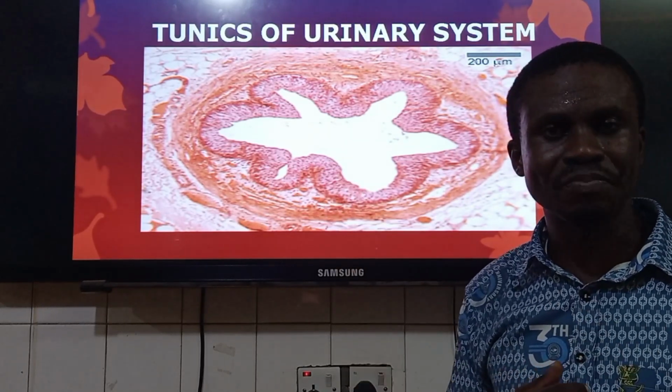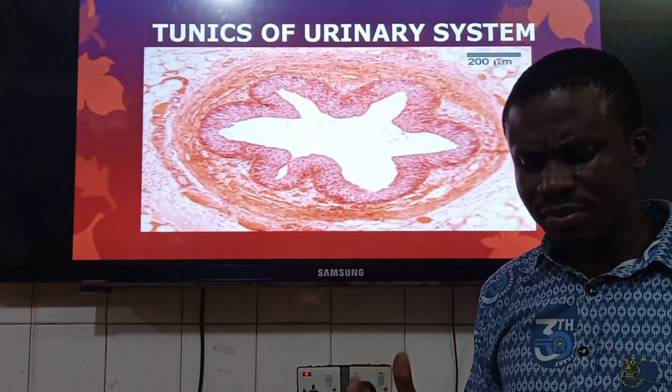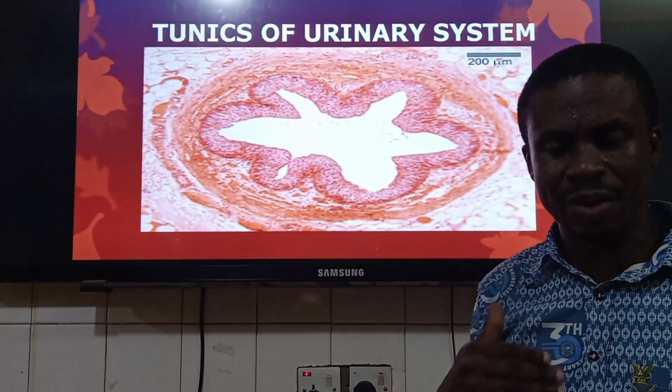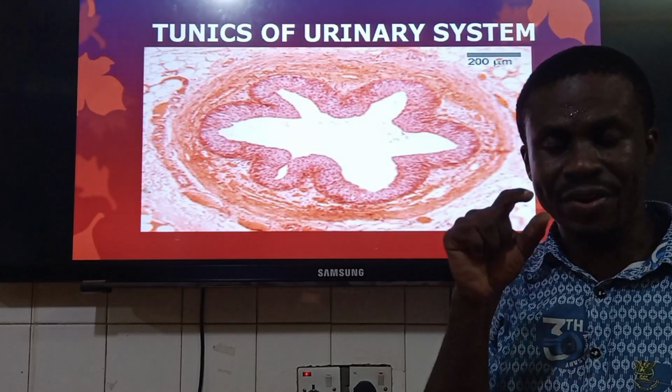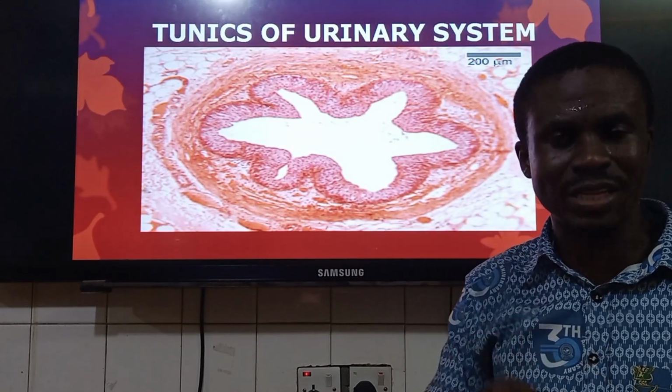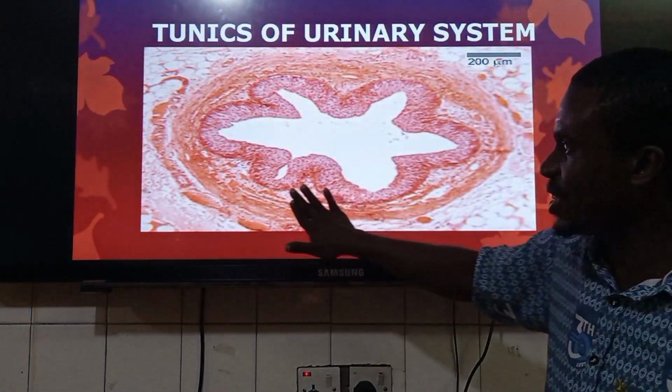And as I mentioned, the urinary bladder will be made up of inner longitudinal, middle circular, and of course outer longitudinal layers. We see features similar to this one.